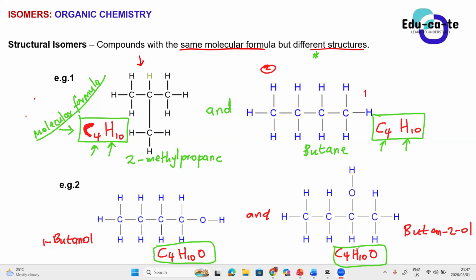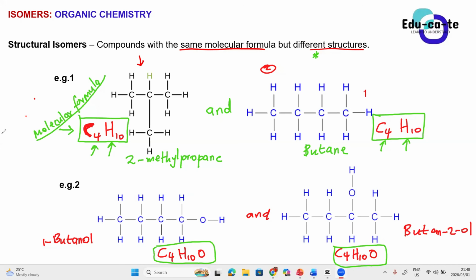Sam, what is the difference? What can you see as the difference between their structures? The functional groups are on different places. The what? Yes, the functional group is on different positions.